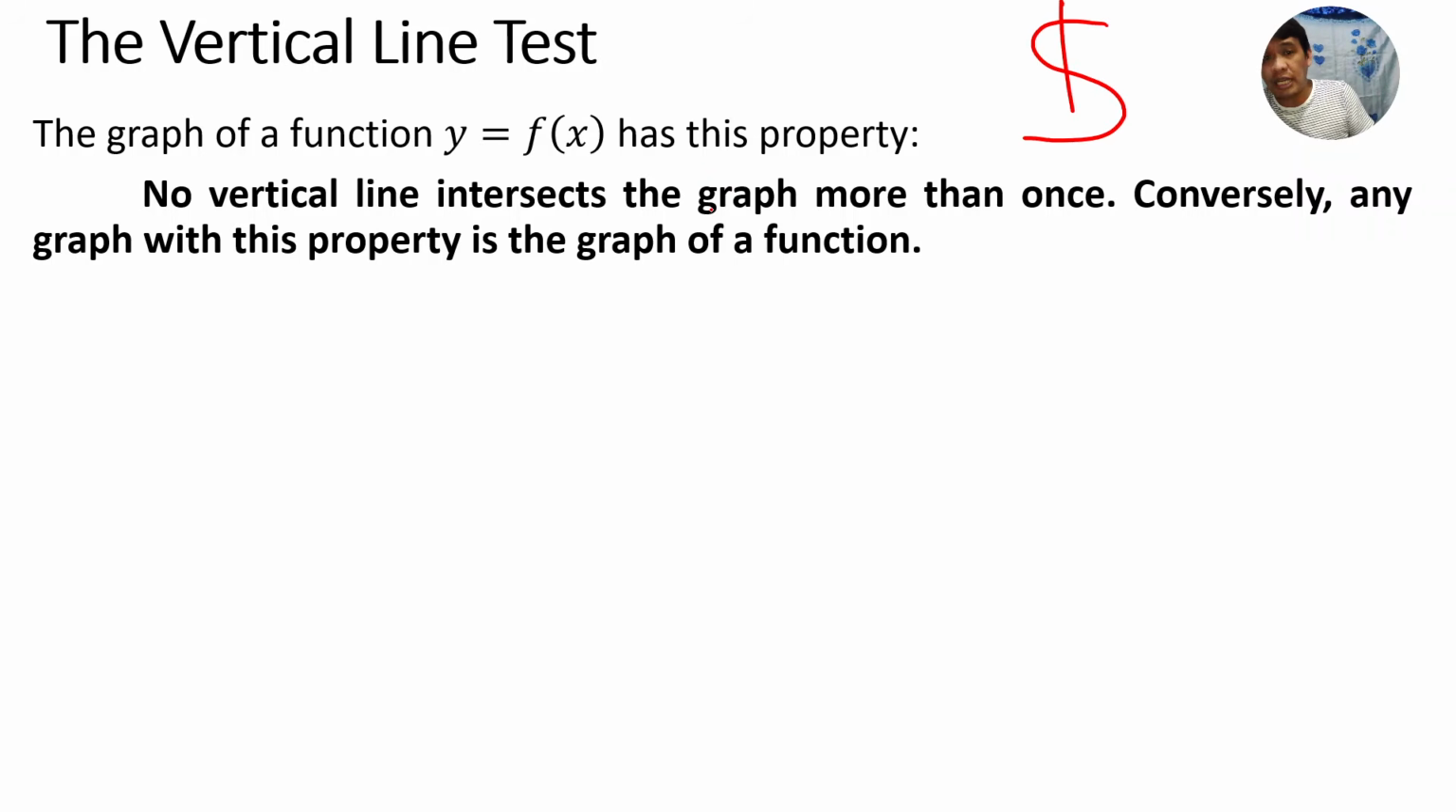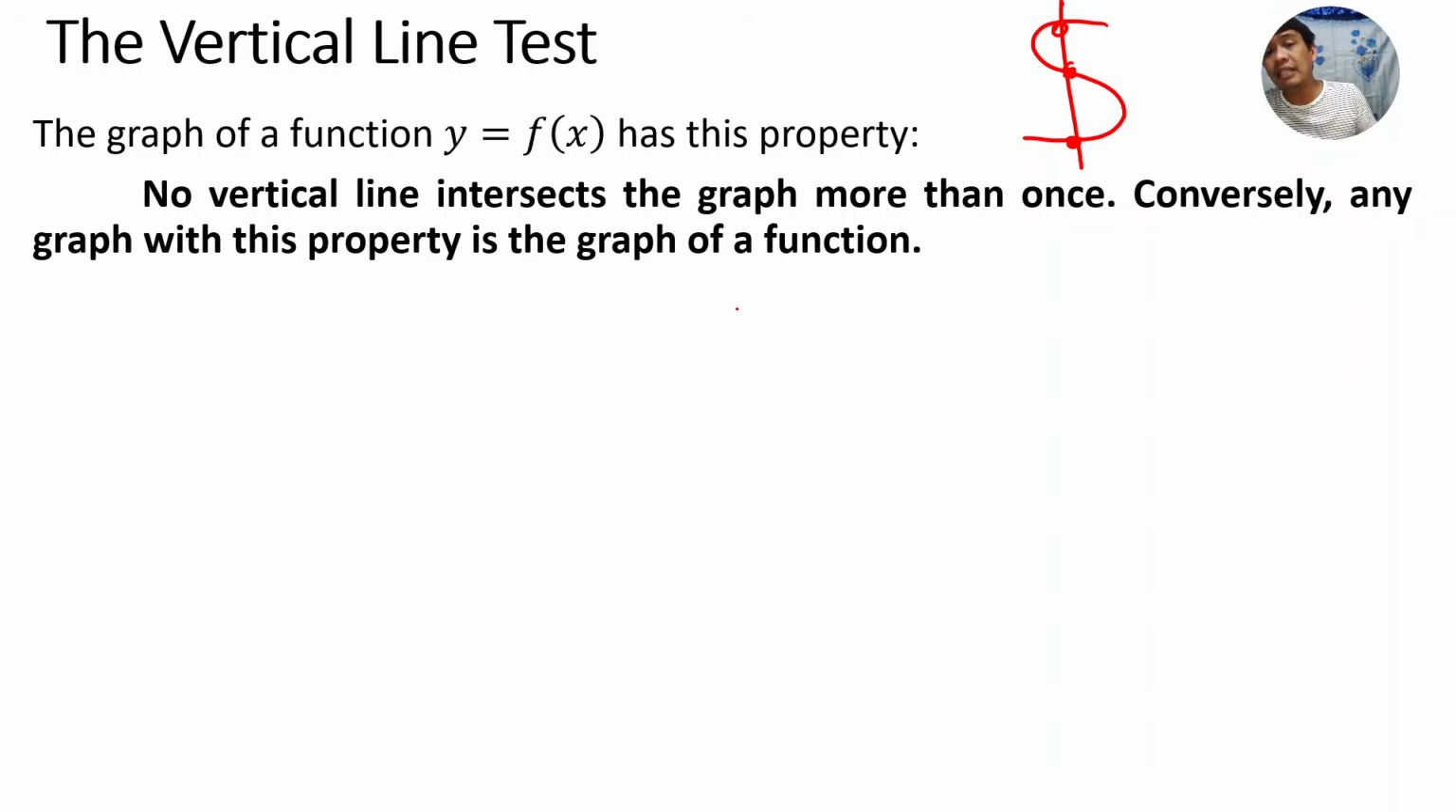So, halimbawa, kung ang graph ko ay itong S at nag-draw ako ng vertical line, so it's obvious na nag-touch yung S ng 3 beses sa vertical line. So, therefore, such graph is not a function. Kasi dapat daw isang beses lang. So, anong naging explanation yan?